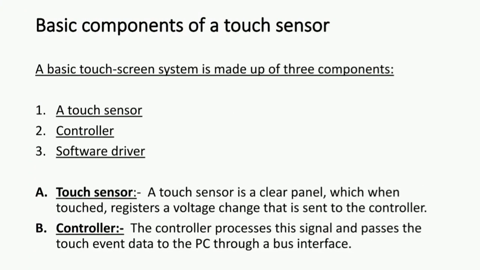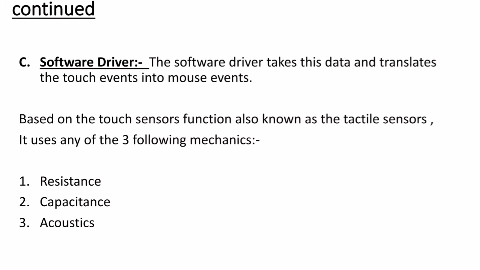Here are the basic components used. A basic touchscreen system is made up of three components: a touch sensor, controller, and software driver. A touch sensor is a clear panel which, when touched, registers a voltage change that is sent to the controller. The controller processes the signal and passes the touch event data to the PC through a bus interface. The software driver takes this data and translates the touch events into mouse events.